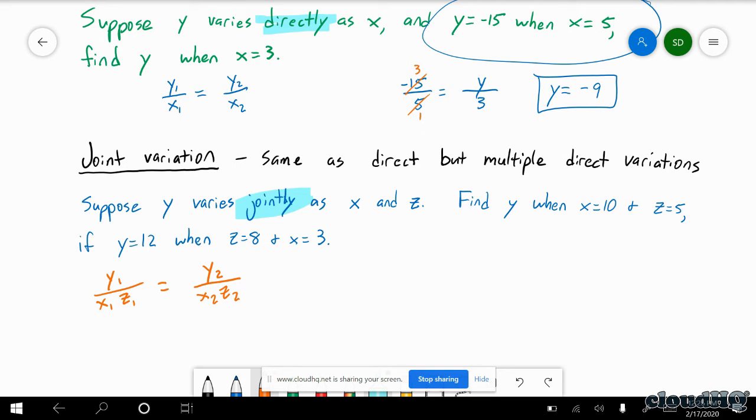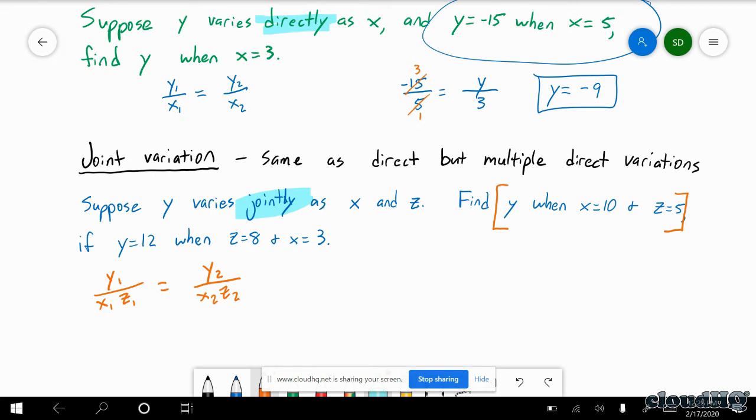And then I can plug in information. So make sure you identify your 2 sets of data. Find y. So I don't know what y is, but then comes the keyword when. So y is grouped with the x value of 10 and the z value of 5. That's one set of data. I don't care if that's your 1s or your 2s. That's your choice.